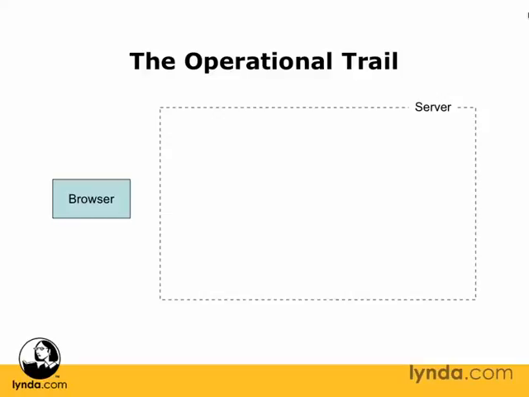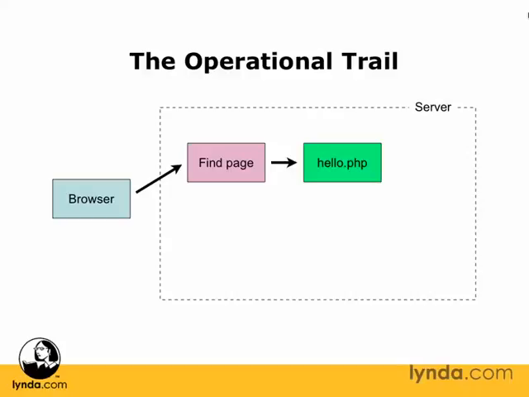And that's our web server that we've set up, Apache in this case. And our web browser will make a request to the server to find a page. That page will then be located on our hard drive, which would be hello.php. Then, because it has the .php extension, it tells the server that it needs to process that as PHP and look for those PHP tags in there.